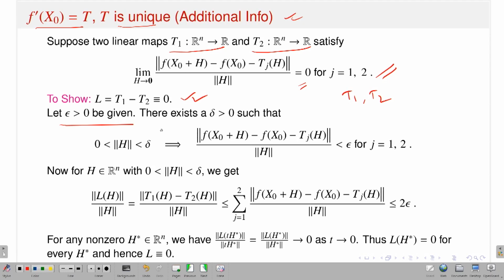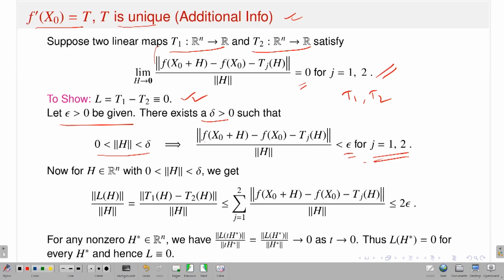So given epsilon, I will have a positive delta such that if norm h lies strictly between 0 and delta, this quantity will be less than epsilon. That's the definition of the limit going to 0. So given epsilon, I will have a delta such that the norm of f of x naught plus h minus f of x naught minus Tj h, divided by norm h, is less than epsilon, and that should work for j equal to 1, 2.